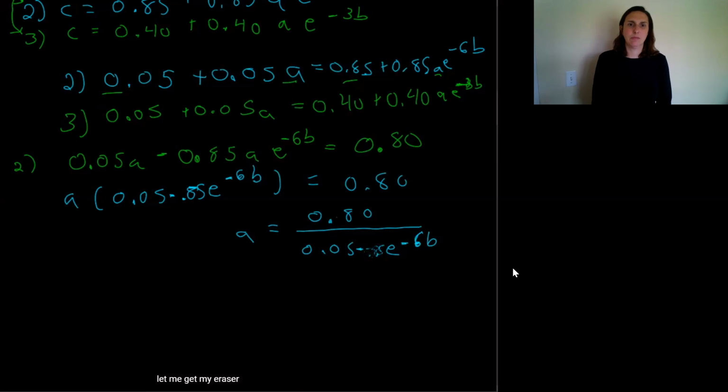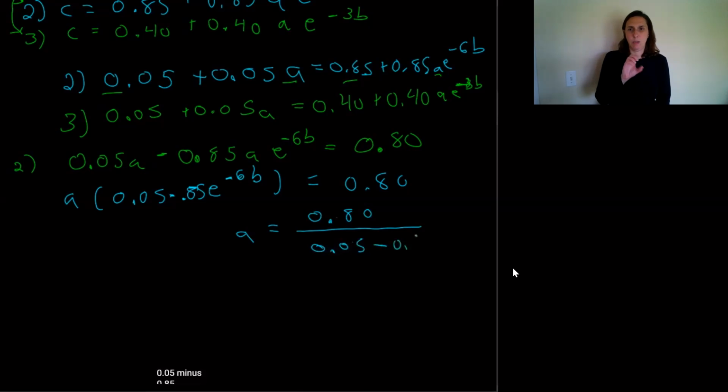Let me get my eraser out and just tidy that up. Hold on 2 seconds. 0.05 minus 0.85 e to the negative 6b.